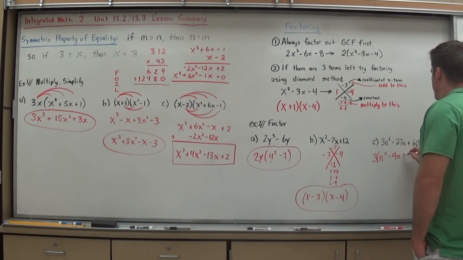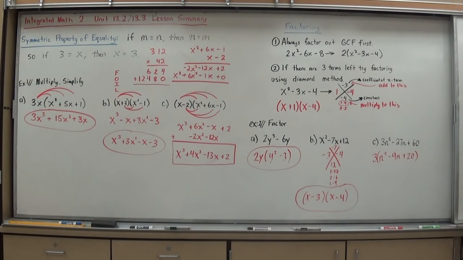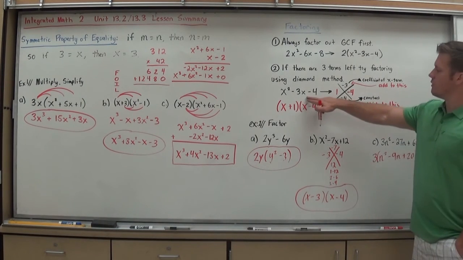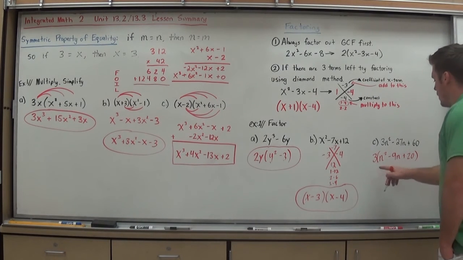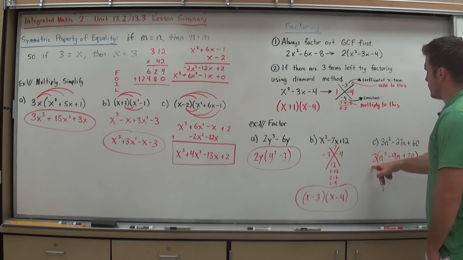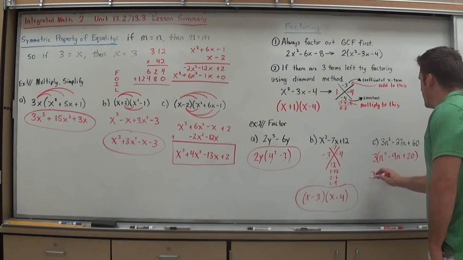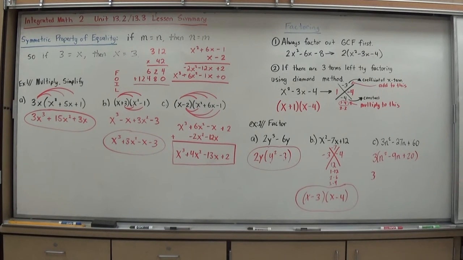If I do, I get this. 3 times n squared is 3n squared. 3 times negative 9n is negative 27n. And 3 times 20 is positive 60. So I factored out a GCF. What I am left with, though, is still a factorable diamond. So I need to continue working. Now, don't forget about that 3. He's still technically there. He's just going to wait till the very end to see what he's being times by.